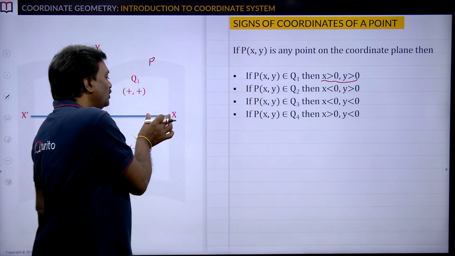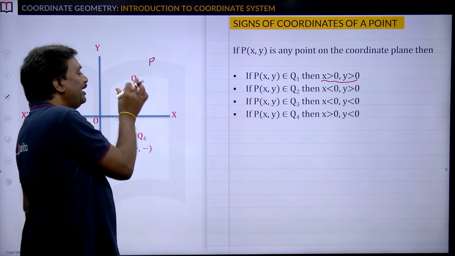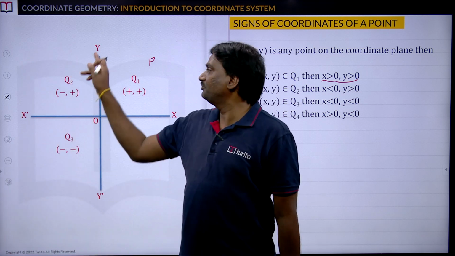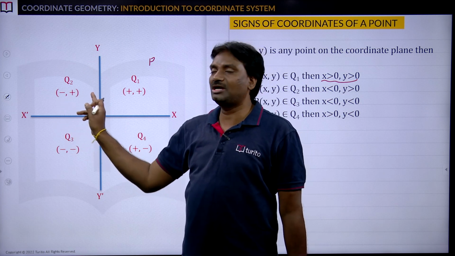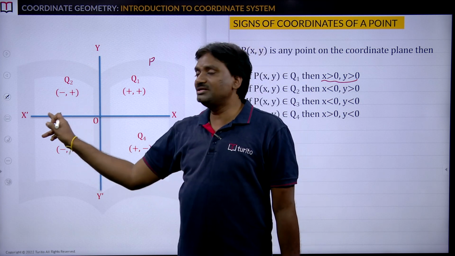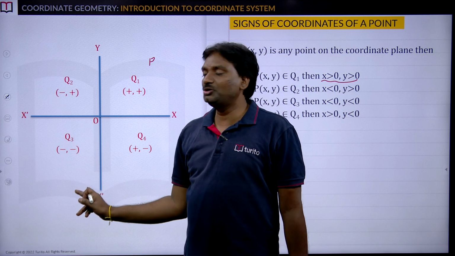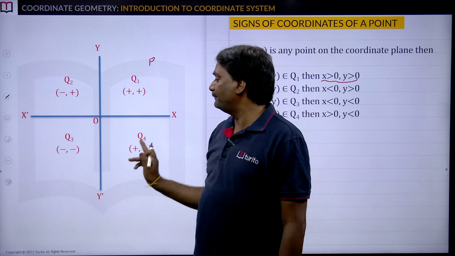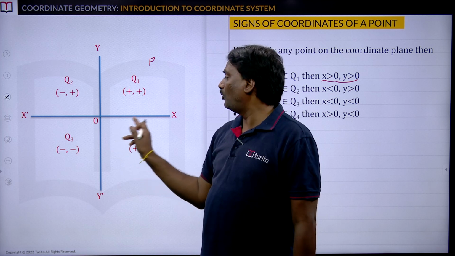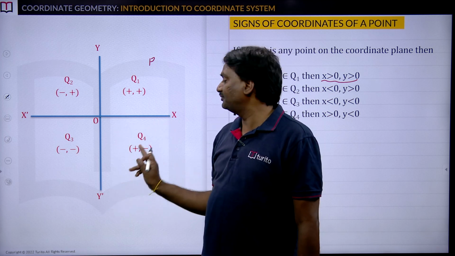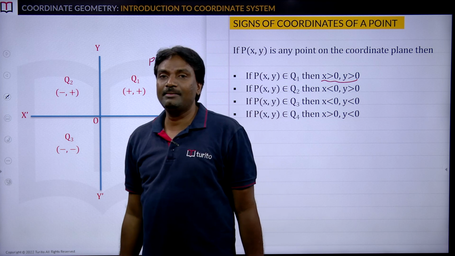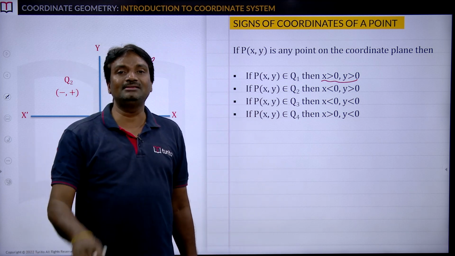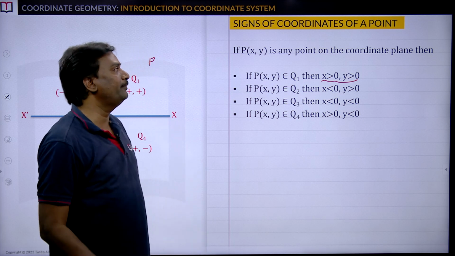So this is positive x-axis, this is positive y-axis, that's why both are plus. So this is negative x-axis, this is positive y-axis, so minus comma plus. Here, this is negative x-axis, this is negative y-axis, so that's why we are taking the signs as minus comma minus. If you take this positive x-axis, negative y-axis, so that's why we are taking plus comma minus. So with respect to the quadrant, we can take the signs of the coordinates of the point P.